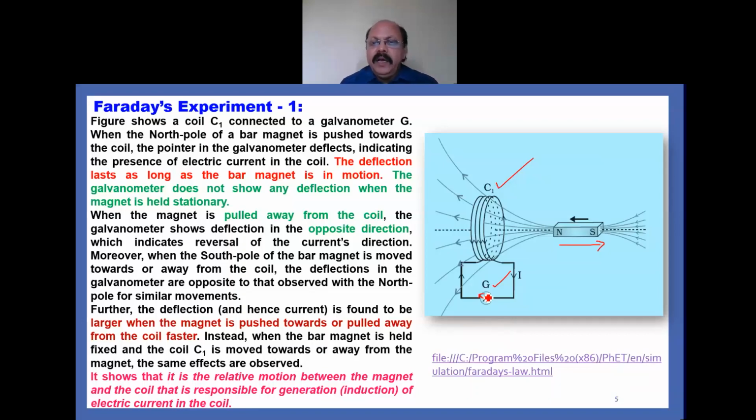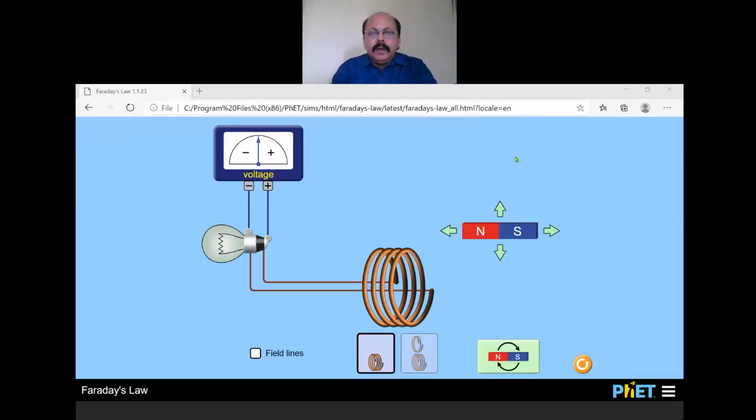Whose link is given here. Now you see the experiment of Faraday's laws. This is the first law, as well as we can also see the explanation of the second law. So here we consider a coil which is connected to a galvanometer along with a bulb.